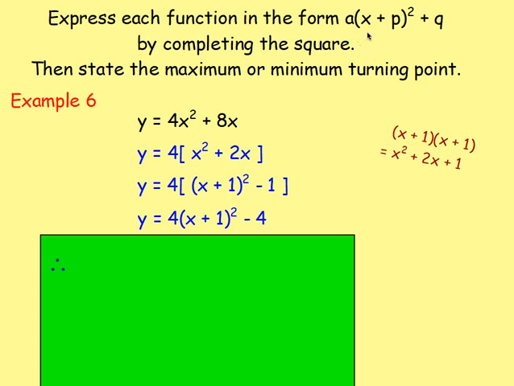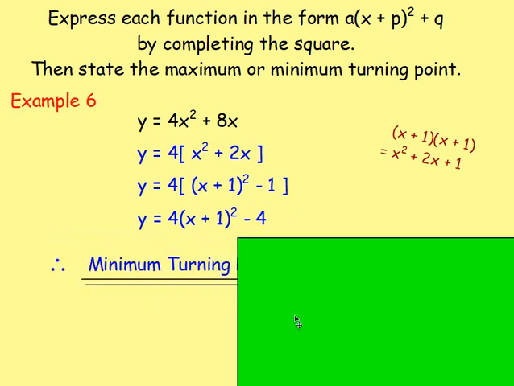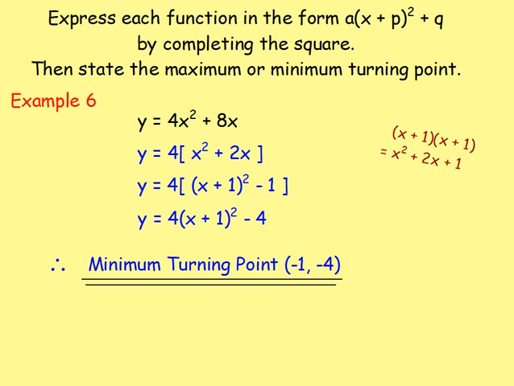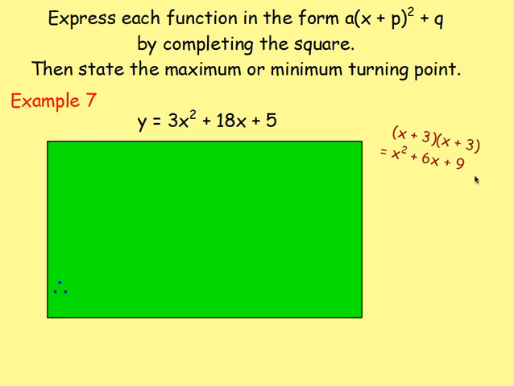Again, we've got it in that form. So you can state what the maximum or minimum turning point would be. Again, it's a minimum turning point, and the value, well, again, you just take this number that's in the brackets and change the sign, so that'll go to -1, and the number on the end is -4, so it'll stay as -4. This number at the front does not influence the turning point. Really, if you graphed it, it would only alter the steepness of your quadratic. It doesn't change the turning point, so you just do that the exact same way.